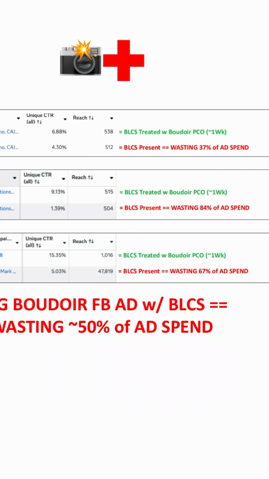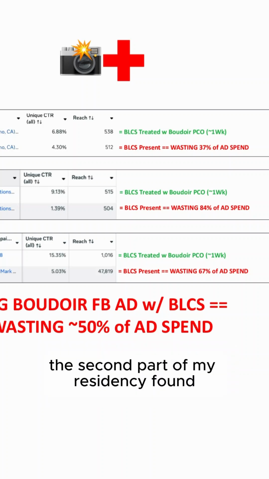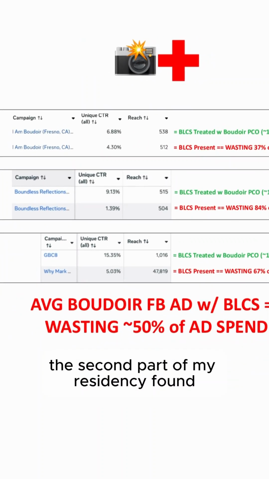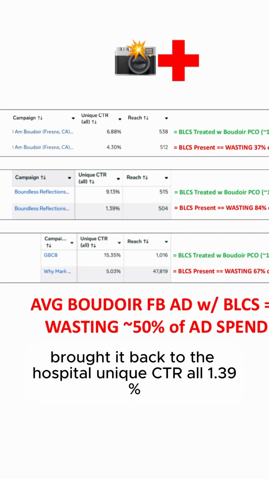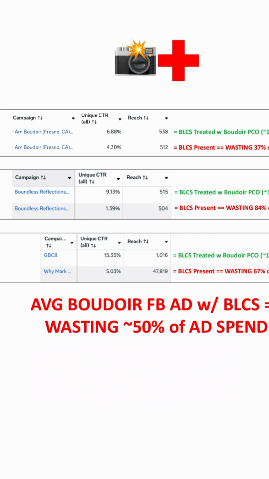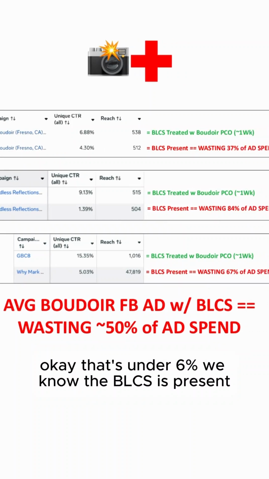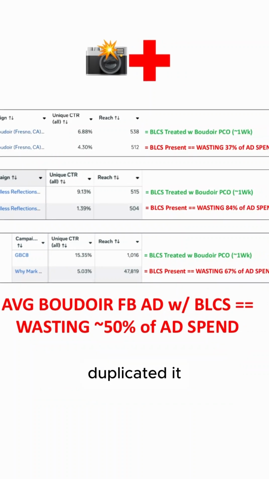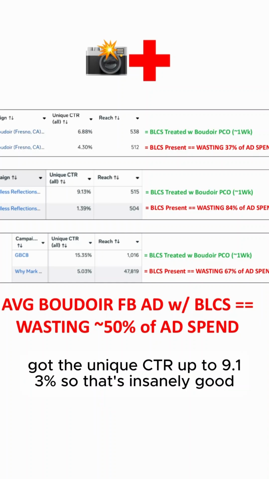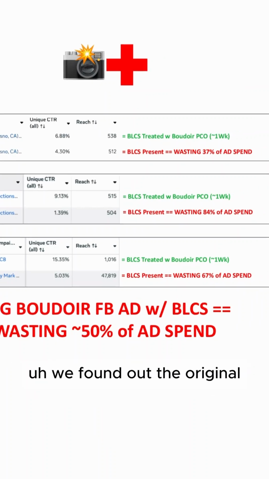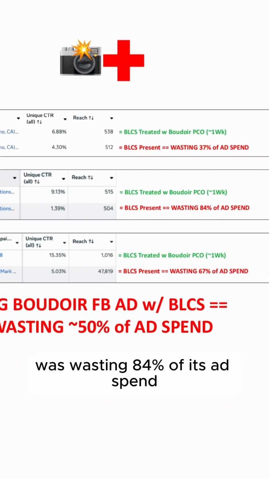Now, the second part of my residency, I found another Boudoir Facebook ad in the wild and brought it back to the hospital. Unique CTR 1.39%. Okay, that's under 6%. We know that BLCS is present. I duplicated it, treated it with Boudoir Pico, took about a week, and got the unique CTR up to 9.13%. So that's insanely good. We found out the original was wasting 84% of its ad spend.